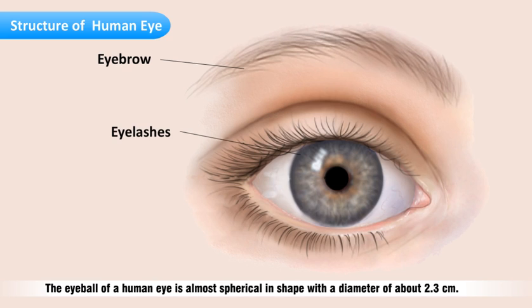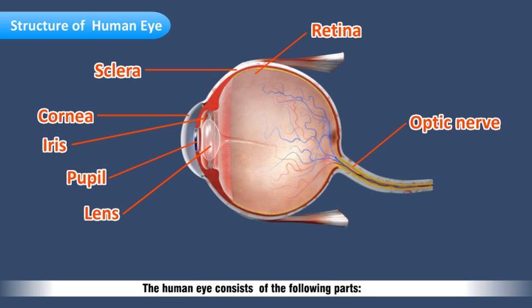The eyeball of a human eye is almost spherical in shape with a diameter of about 2.3 centimeters. The human eye consists of the following parts. Sclera. It is an outer protective layer forming the white part of the eye. Cornea. It is the front transparent membrane through which light enters the eye.